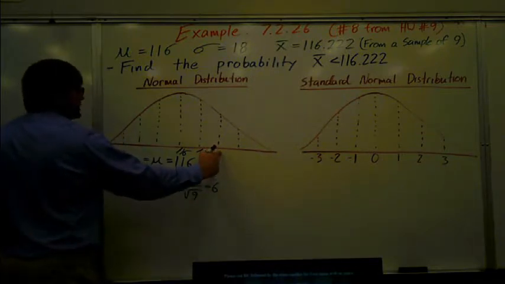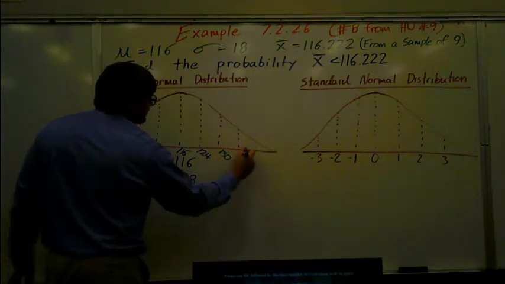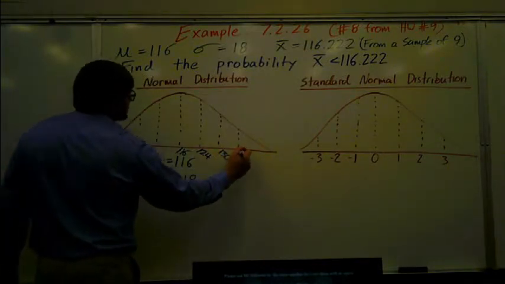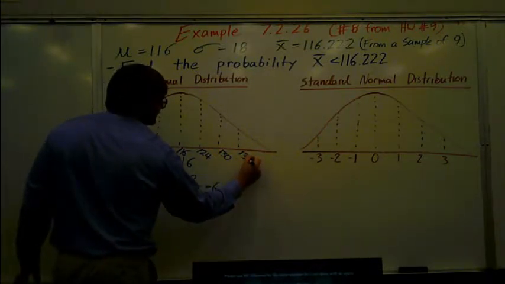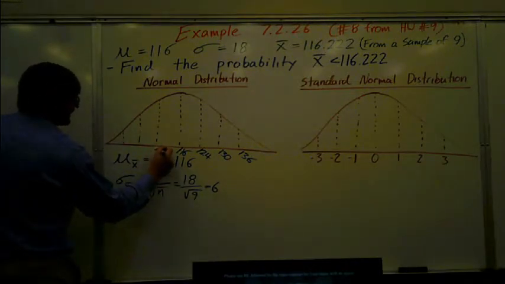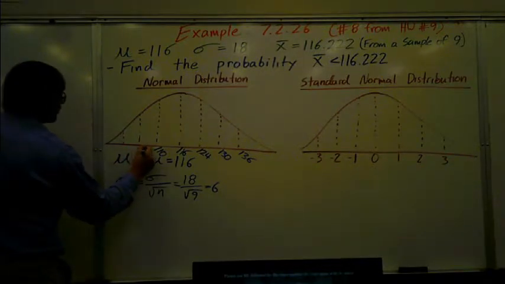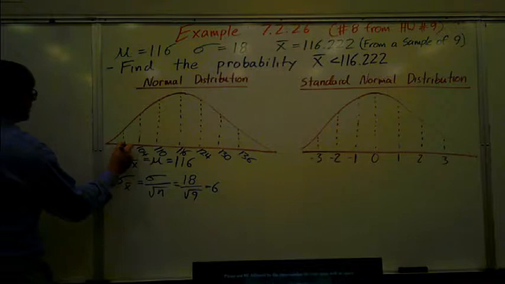One more standard deviation above the mean would be 128. Three standard deviations above the mean would be 134. One standard deviation below the mean would be 110. 2 standard deviations below the mean would be 104. And then 3 standard deviations below the mean would be 98.